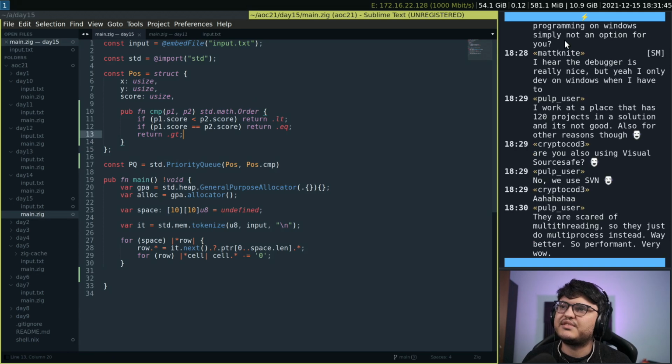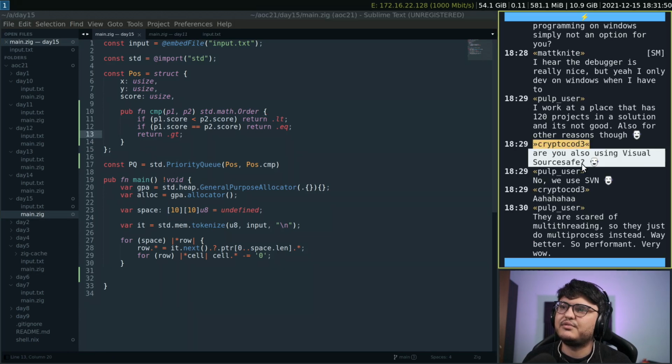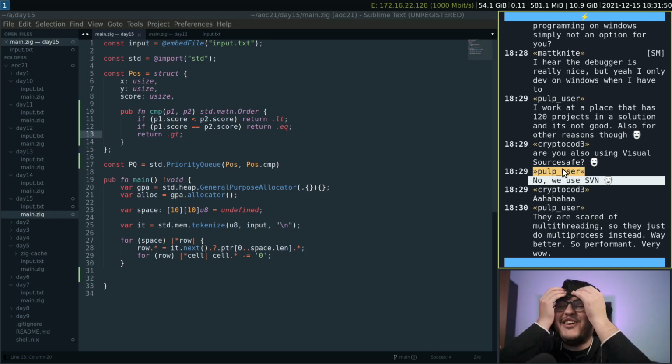So let's see what people are saying. Are you also using Visual SourceSafe? No, we use SVN. Oh no.